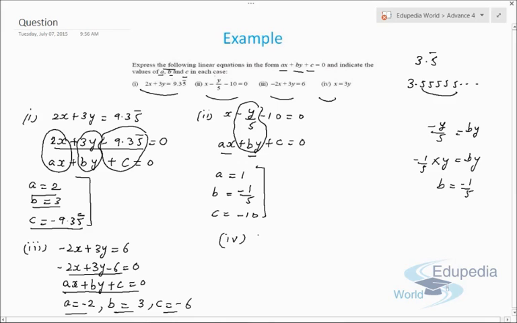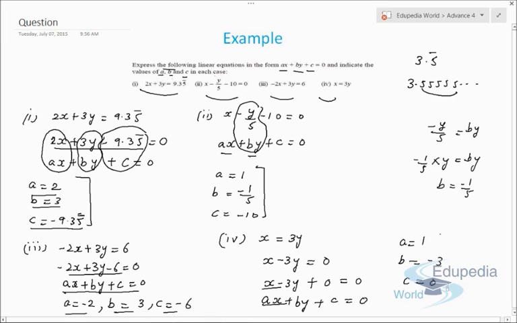Now the fourth question is x = 3y. Now this can be written as x - 3y = 0. Again, we don't have any constant part. We can write it like this: x - 3y + 0 = 0, because adding 0 to the equation or a number will not change the equation or number. So this becomes the form ax + by + c = 0. If we compare these two equations, we get a as 1, b as minus 3, and c as 0. So this is the solution for the values of a, b, and c.